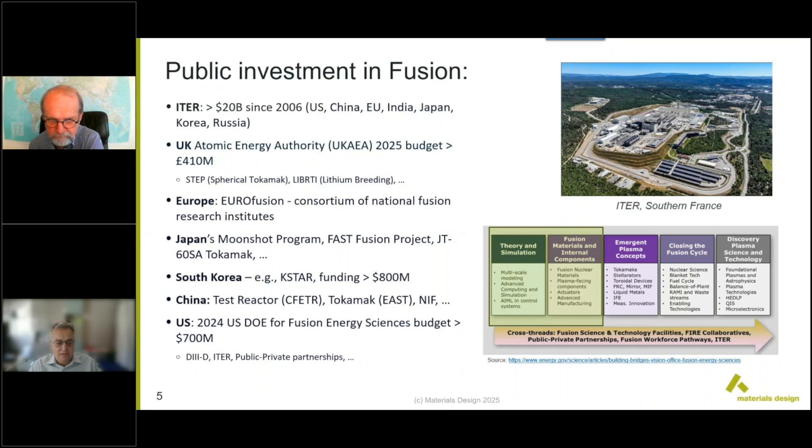And of course, last but not least, the United States has a pretty high public budget and also heavily invests in public-private partnerships, and contributes through all of that to things like the DIII-D facility in San Diego. It also contributes to ITER, and as I said, many partnerships. On the right, just very briefly, if you look at the DOE budget in a bit more detail, it's split into 5 main funding groups, and at least 2 of those, theory and simulation and fusion materials, impact directly on opportunities for material scientists to contribute to this really important field.